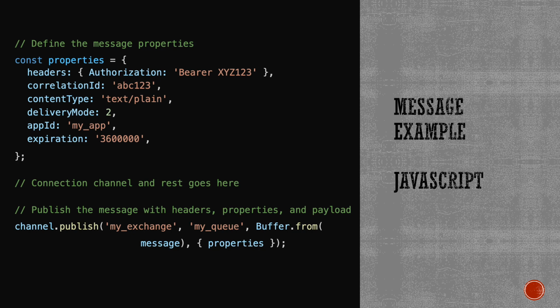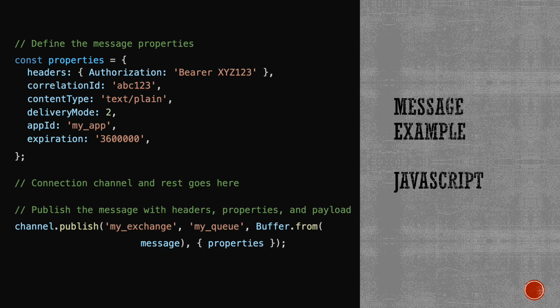Expiration. The expiration is set to 3600000, indicating that the message will expire after 3600000 milliseconds, 1 hour. The connection and channel setup code is not shown in this slide for brevity. This includes establishing a connection to RabbitMQ, creating a channel, and asserting the exchange and queue.